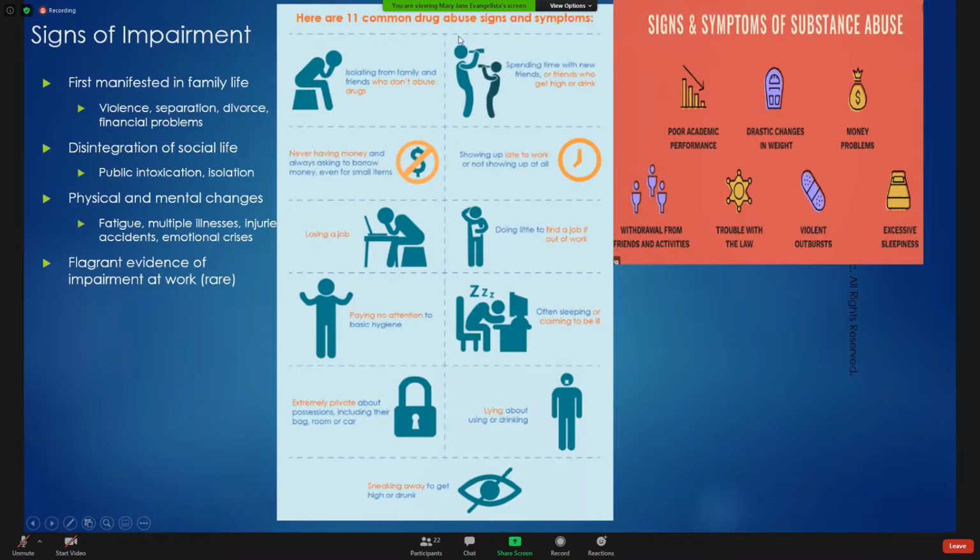So now, let's go back to the word impairment. When you ask what the signs and symptoms of impairment are, maybe from the family. The patient is coming from violence, separation, divorce, or they have a financial problem. Disintegration of social life, isolation, or physical and mental changes, or any impairment.